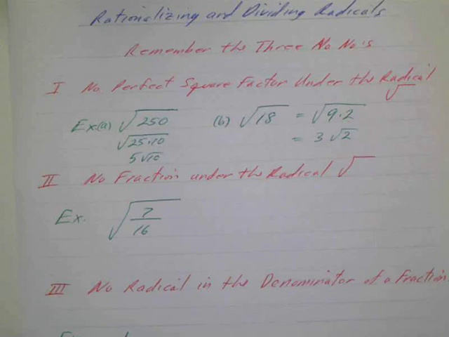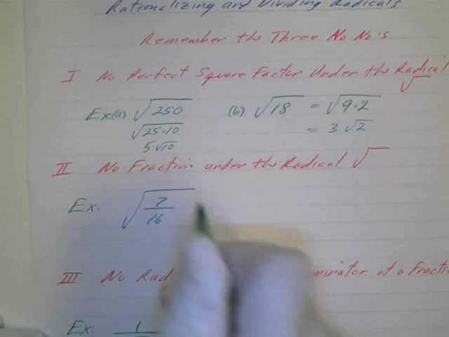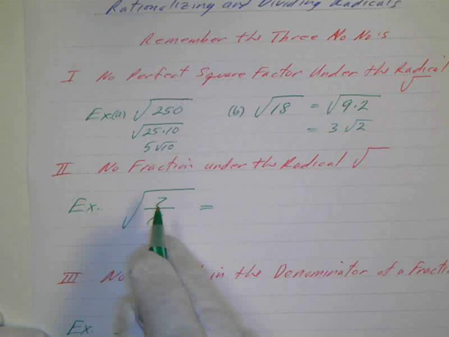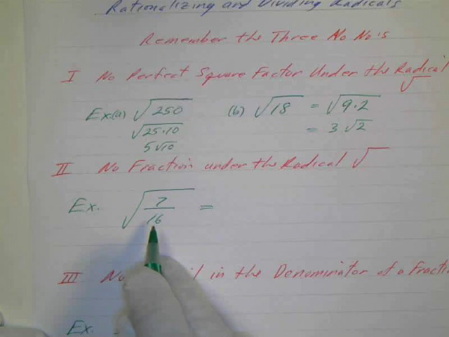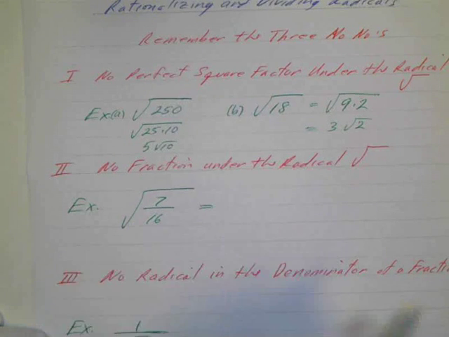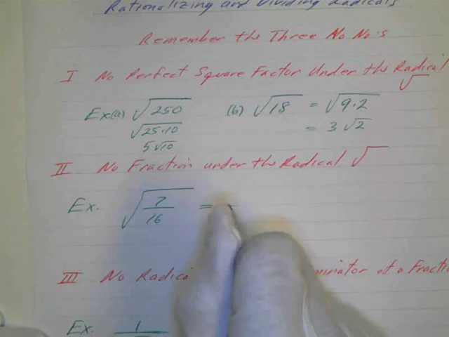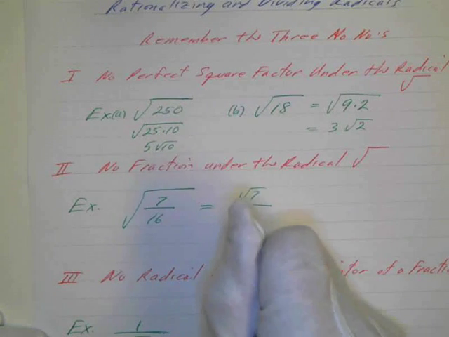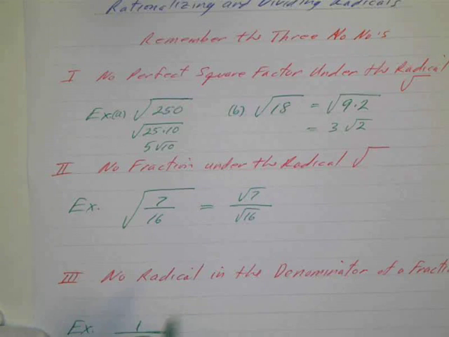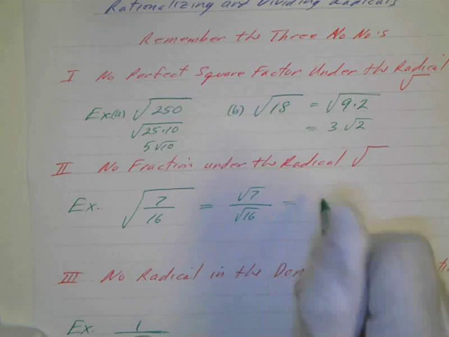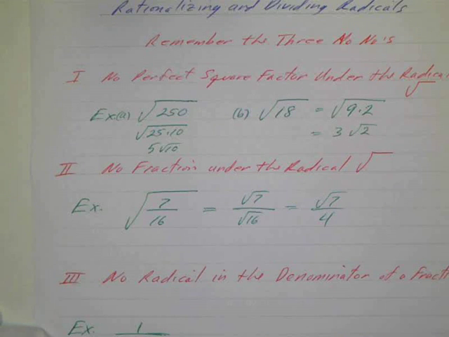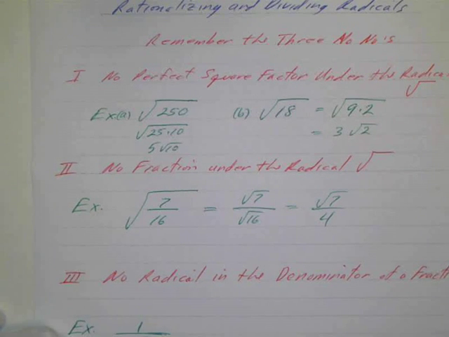The second no-no is no fraction under the radical. Well, remember we used one of our properties that the square root of a quotient is the quotient of the square roots. In other words, the square root of a fraction is a fraction of the square roots, so I can make this as 2 square roots. The square root of 7 over the square root of 16. Now we've got rid of the fraction under the radical. And what's the square root of 16? 4, so we're in good shape.